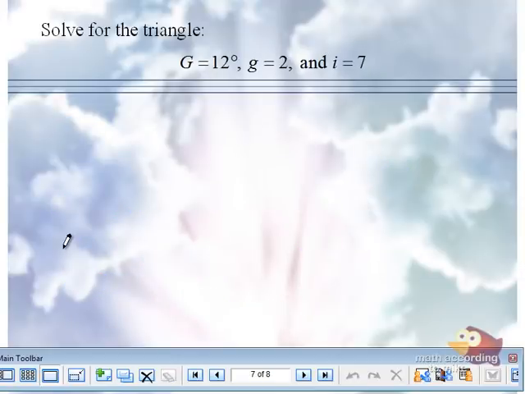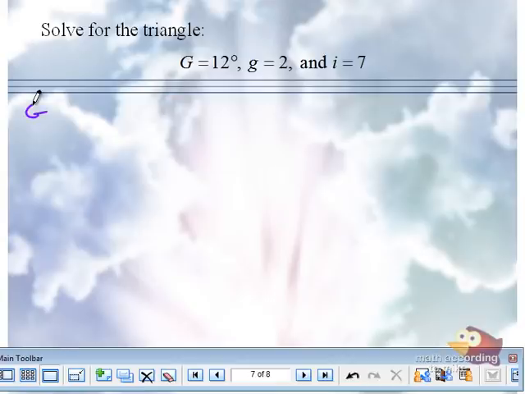Angle G is 12 degrees. Side g is 2, and side i, look at that, is 7. So we're sort of stuck as far as what order we have to go in. What do we have to find first?